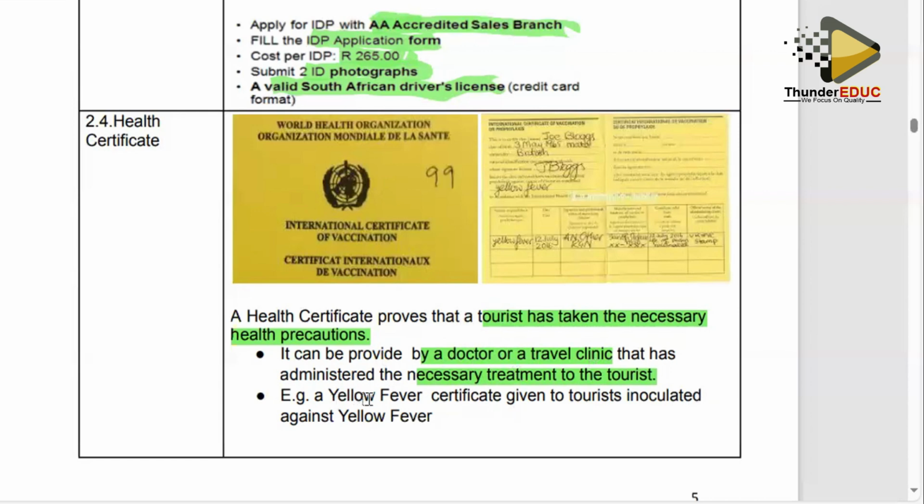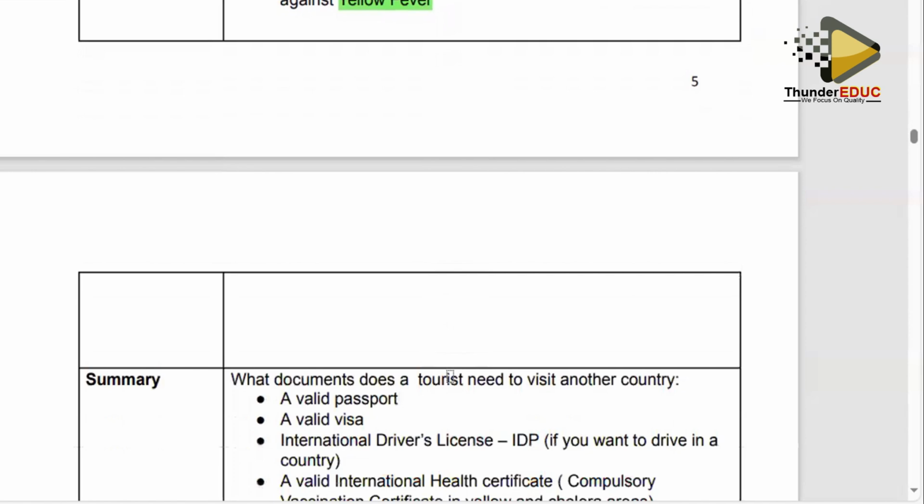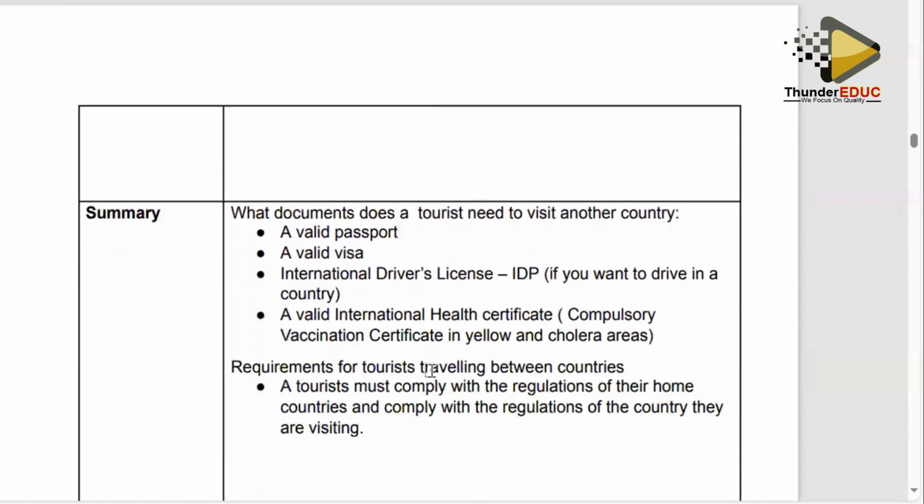For example, a yellow fever certificate given to tourists inoculated against yellow fever. People who have received a vaccine against yellow fever would receive a yellow fever certificate. So that is also a document which is required. So we need to do a recap of today's lesson. By summary, the question reads, what documents does a tourist need to visit another country?